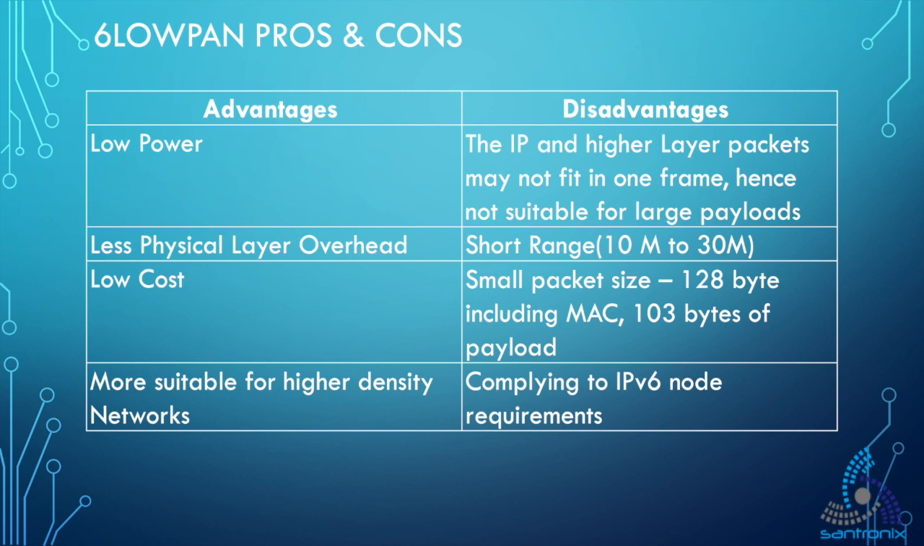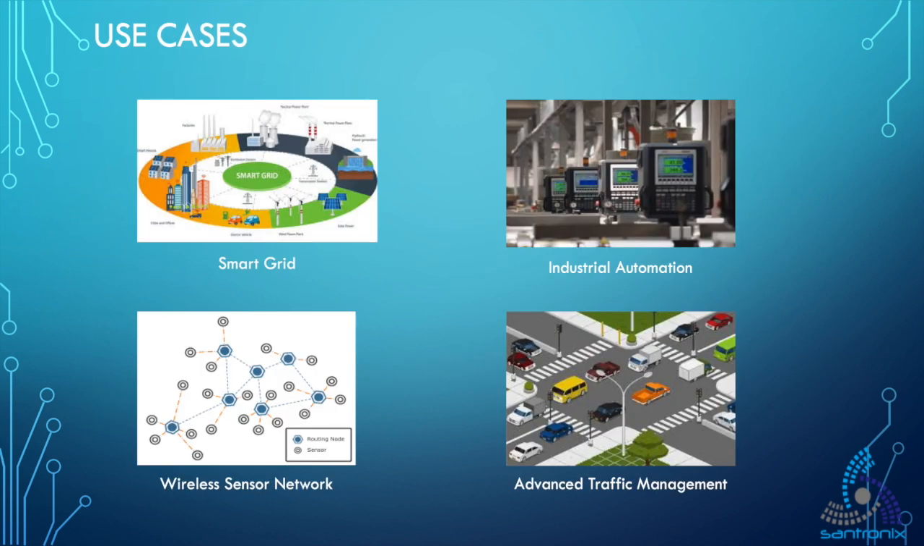Whereas the disadvantages are that IP and higher layer packets may not fit in one frame, hence it is not suitable for large payloads. It is again short range, 10 meters to 30 meters, and it has a small packet size, only 128 bytes, which includes MAC and 103 bytes of payload. So you can put a lot of payload in a small packet size, and it complies with IPv6 node requirements.